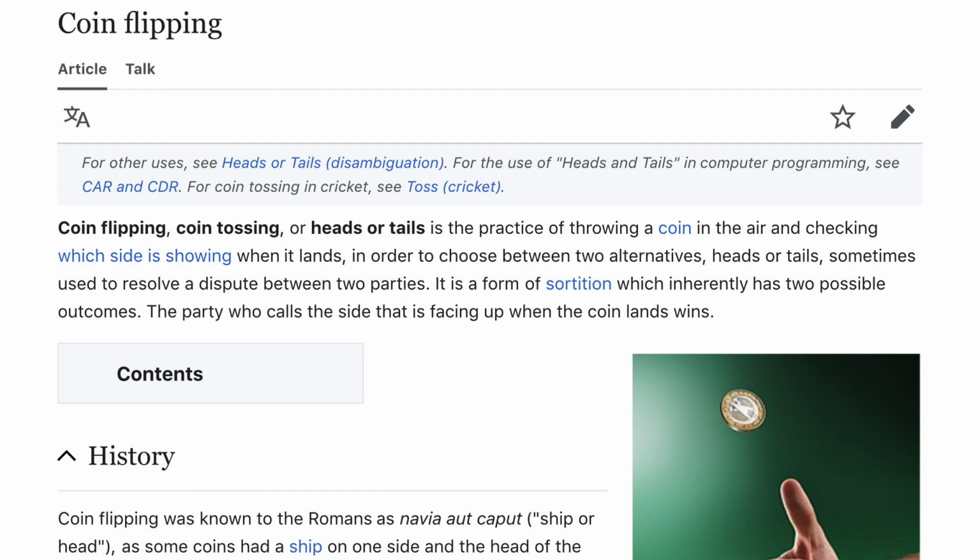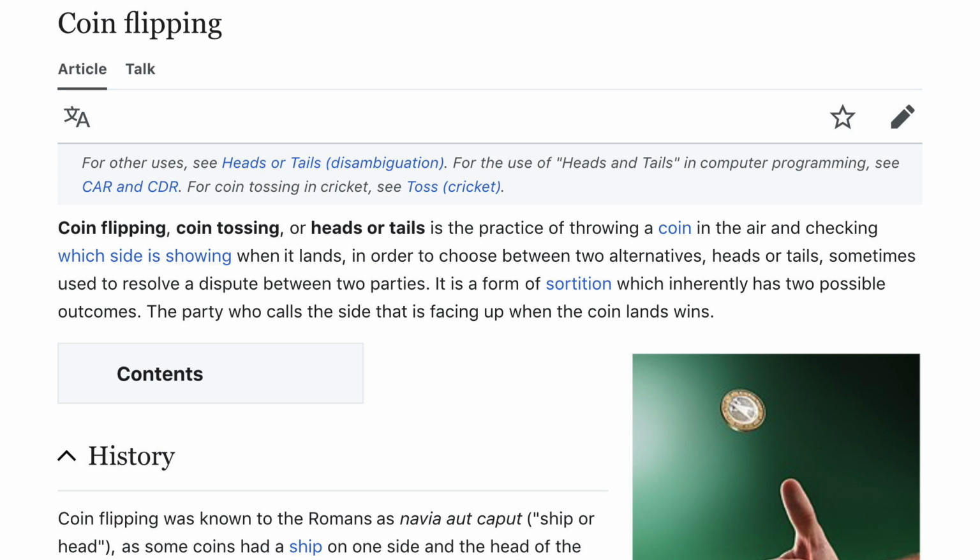Coin flipping. For other uses, see heads or tails, disambiguation. For the use of heads and tails in computer programming, see CAR and CDR. For coin tossing in cricket, see toss, cricket.